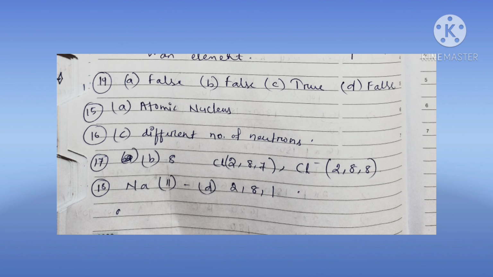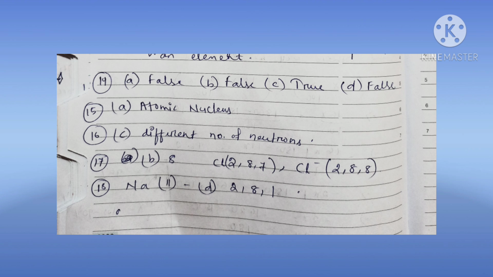Next, MCQ questions, question number 15, 16 and 17. So question number 15, Rutherford's alpha particle scattering experiment was responsible for the discovery of atomic nucleus, proton, electrons and neutrons. So the answer is atomic nucleus. Then 16, isotopes of an element have different number of neutrons. Answer is C. Okay. Next question, number of valence electrons in Cl minus. So if it is Cl minus, that means it is having one more electron. So normal chlorine is 2, 8, 7. So Cl minus will be 2, 8, 8. So the valence electrons will be B, 8.